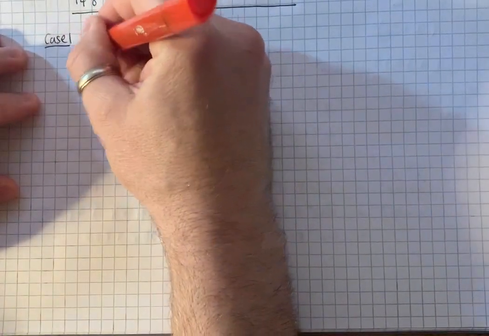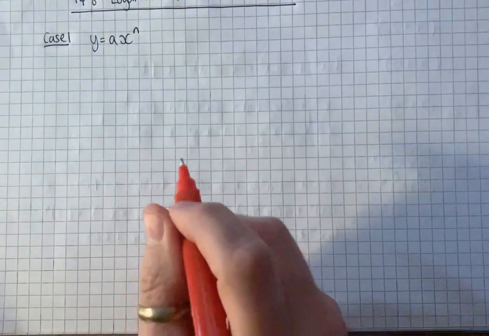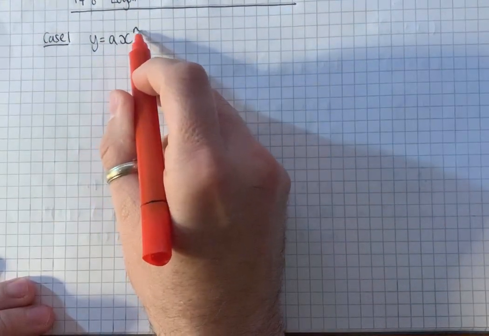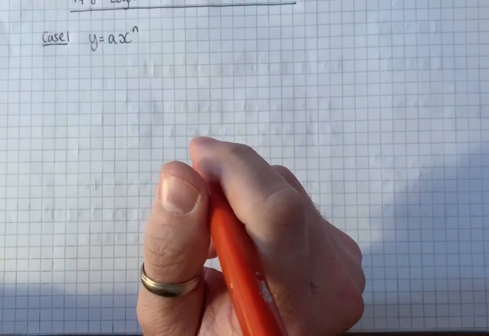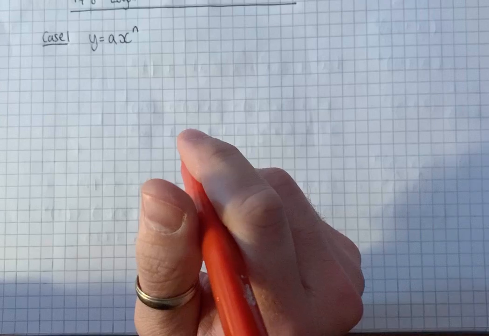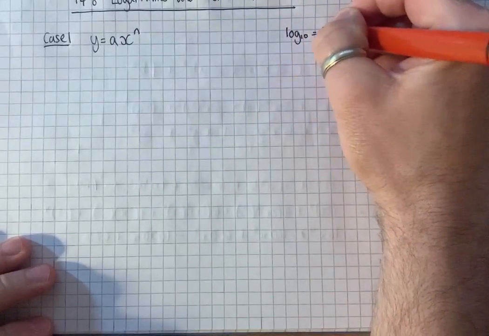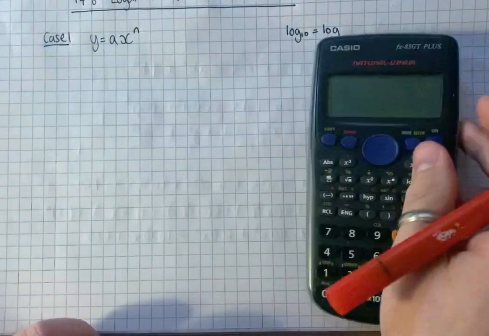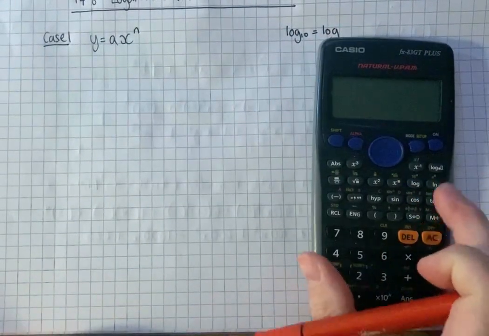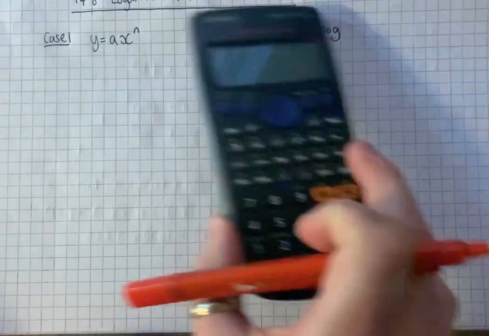Case 1 is where y equals a x to the n. So an exponential graph where you've got x and then the power is n. First thing we're going to do is take log to the base 10 of both sides. From this point forward, if you're ever doing log to the base 10, you can just refer to it as log. That is represented on older calculators with its own button. So on here, log is log to the base 10, it's the same thing.